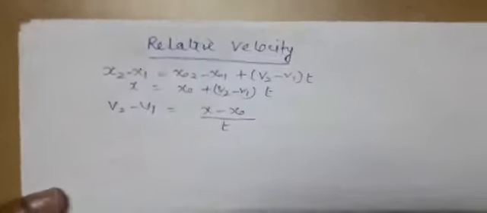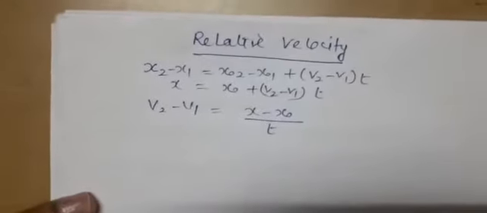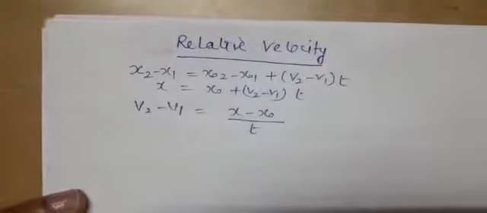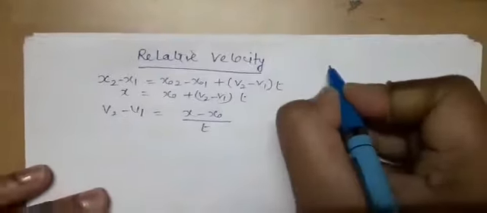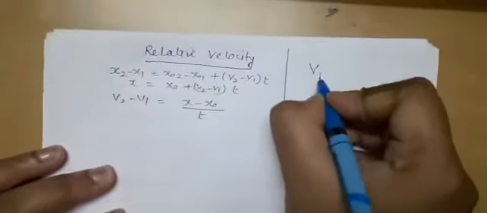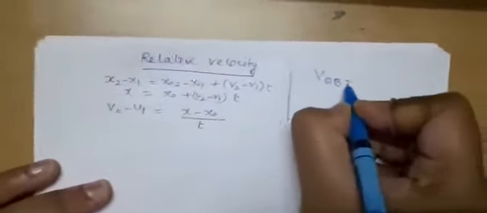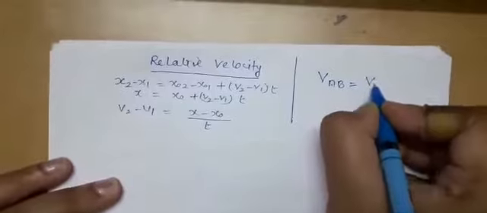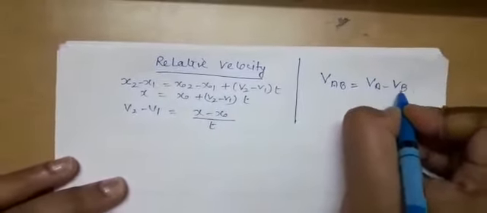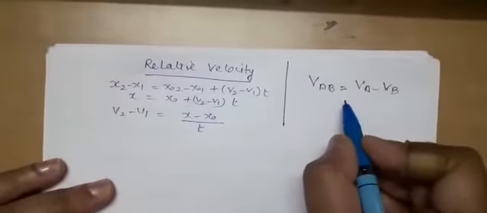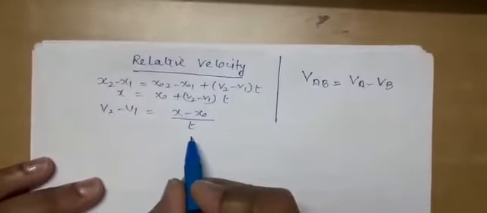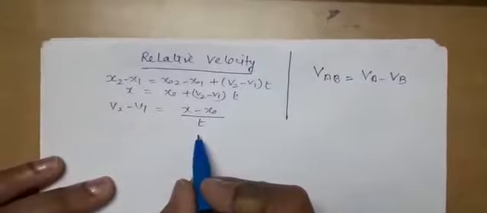Good morning, students. In the previous class, we discussed the basic concept of relative velocity. As we have studied, the relative velocity of body A with respect to B is taken as VA minus VB, symbolically, and it is taken as the time rate of change of position of one object with respect to another.